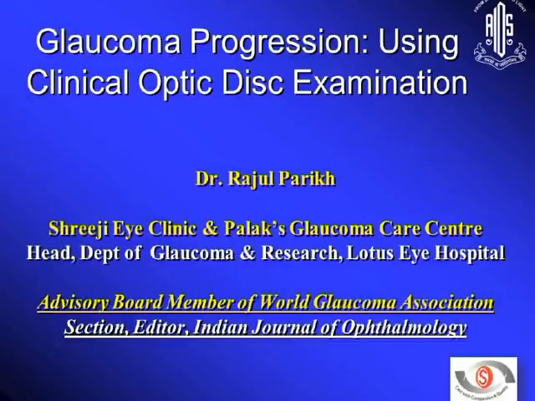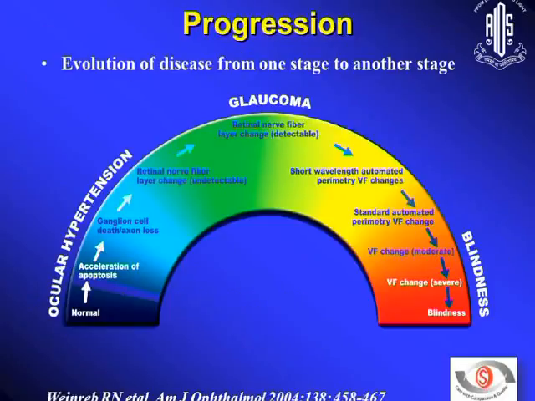I have been asked to talk about using only clinical optic disc examination for progression. I'll just give a brief idea. Progression means evolution of disease from one state to another. That means from normal to acceleration of apoptosis, to ganglion cell loss, to undetectable RNFL changes, to detectable RNFL changes. Each step is a progression itself.